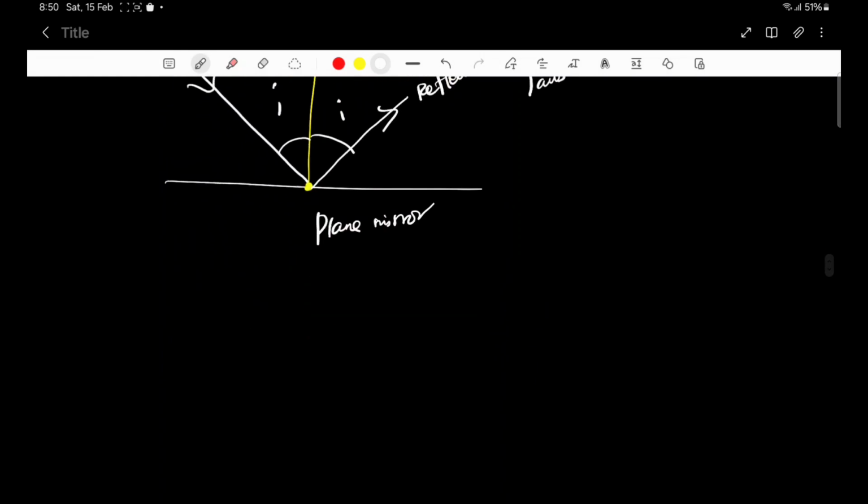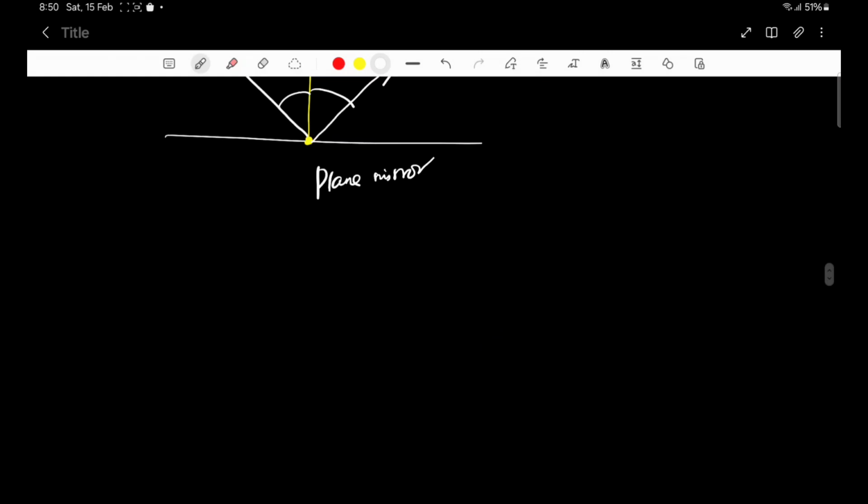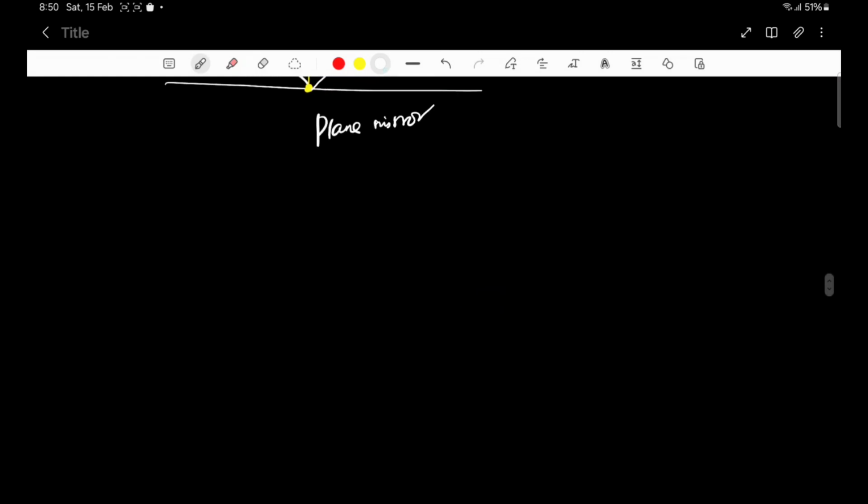Before going into it, I will tell you how the image formation is happening. For that we can consider the plane mirror once again. Over here, it's a plane mirror. It's a plane mirror. It's a mirror world.